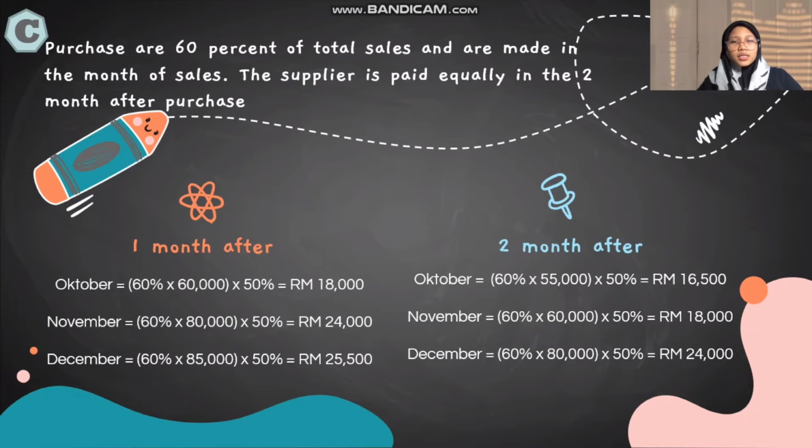For the 2 months after, October is 60% multiplied by 55,000 ringgit and also multiplied by 50%, and I get 16,500 ringgit. For November, 60% multiplied by 60,000 ringgit and multiplied by 50%, and I get 18,000 ringgit. And for December, 60% multiplied by 80,000 multiplied by 50%, and I get 24,000 ringgit.